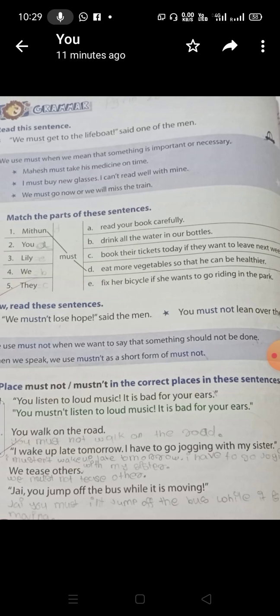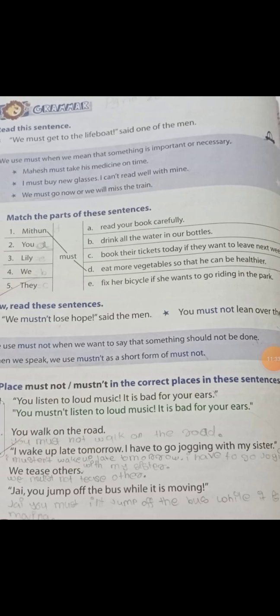Number 5. Jay, you jump off the bus while it is moving. Okay, here some rules are there. You have to follow those rules, and we are saying it in a negative. Jay, you must not jump off the bus while it is moving. Okay, you have to rewrite these sentences in your fair notebook. Okay, everyone knows it.